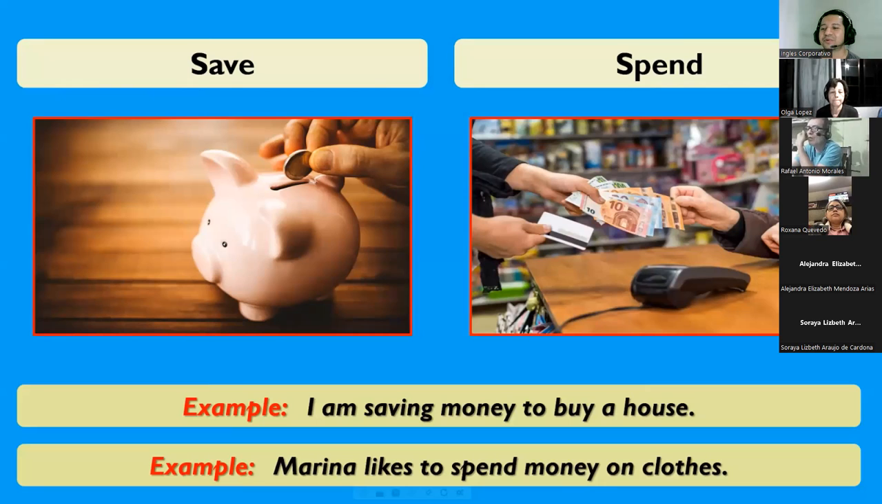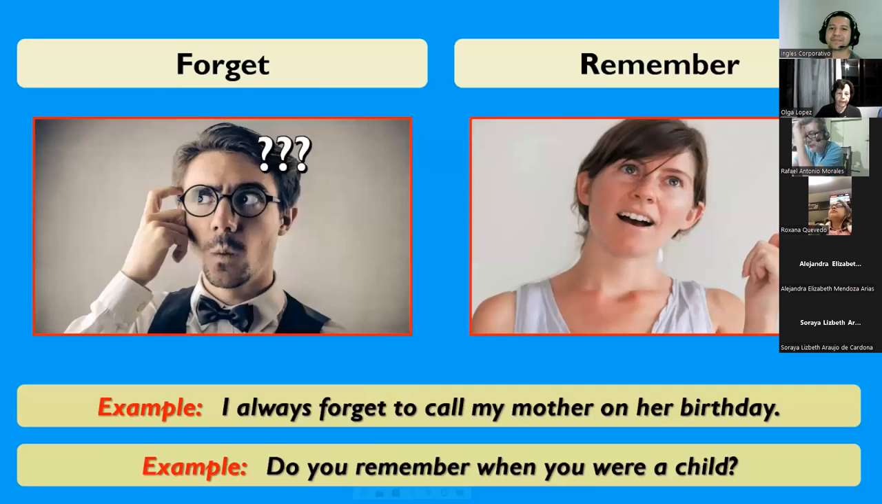You pronounce clothes con, como con S, no con la, la así no, clothes. Exactly. No TH. Es una excepción, exactly. Okay. So it's clothes. Very good. So I'm saving money to buy a house, ahorrar, ¿verdad? And Marina likes to spend money on clothes. Very good. Okay. We have also forget and remember, right?